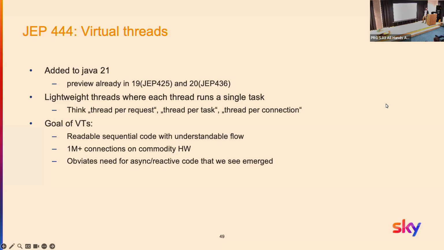Actually, pooling virtual threads is an anti-pattern and it should be avoided. So if you just take your regular thread pool right now and replace it with virtual threads, you will see some performance issues, because it's not what they're meant to be used for. So you can think of it as a thread per request, per task, or per connection.